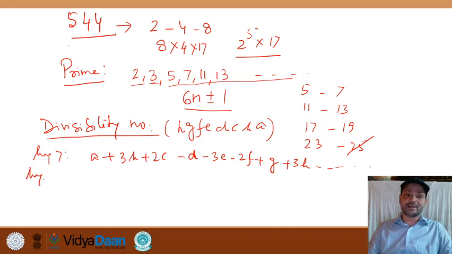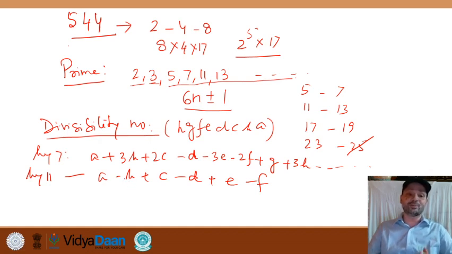Similarly, by 11 we got a minus b plus c minus d plus e minus f. How did this come? See, a is okay, a is the remainder itself. If you go to b, 10 was the number, 10 is the remainder, so plus 10b or minus b will be the same, so minus b. Then after 10 it is 100, with 100, 1 is the remainder, so plus c. Then again minus d plus e, so that will go. So that's how it is.